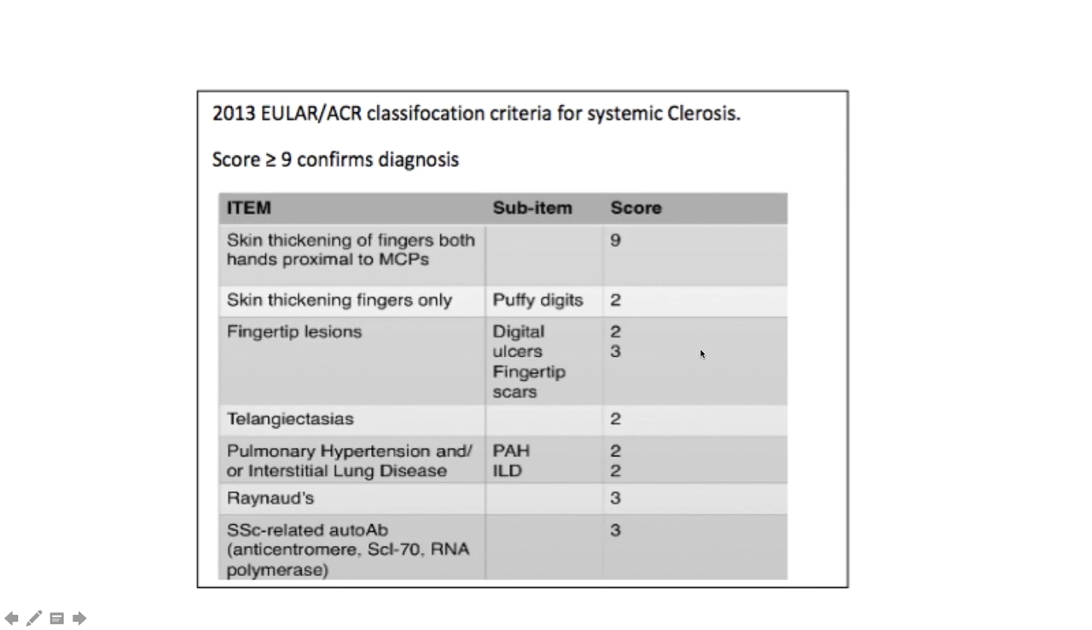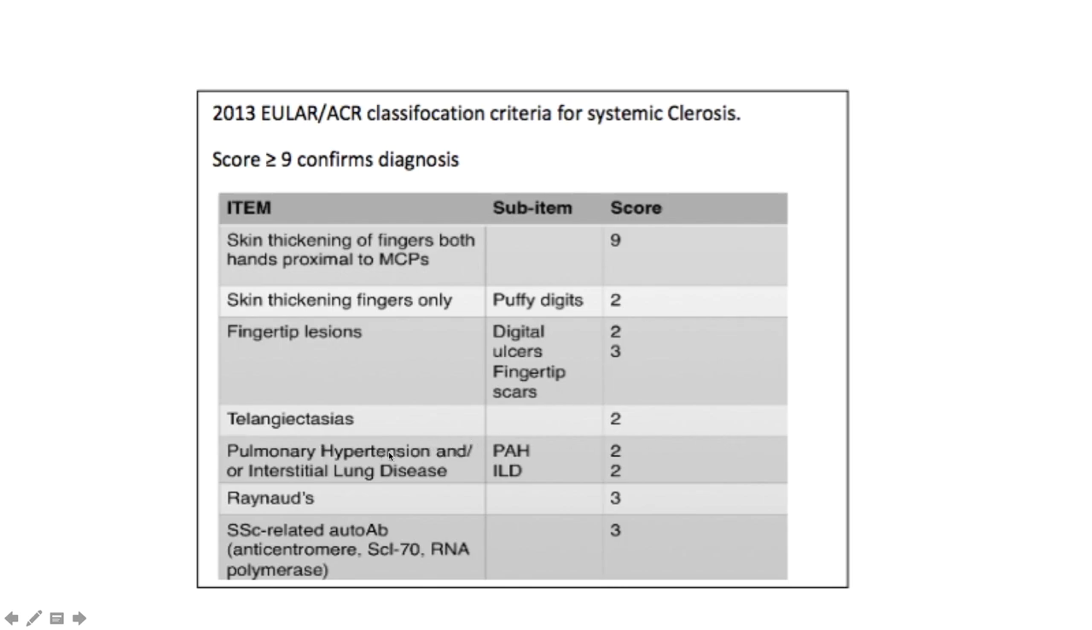All right. 2013 ACR/EULAR criteria for systemic sclerosis. Sorry about the typo there. If you get a cumulative score of 9 or more, it means that you have systemic sclerosis. So skin thickening of the fingers of both hands proximal to the MCPs gives you 9 points. Skin thickening of the fingers only, which means you have puffy fingers, gives you 2. Fingertip lesions, where we speak to digital ulcers, 2. Fingertip pitting scars, 3. Telangiectasia, 2.